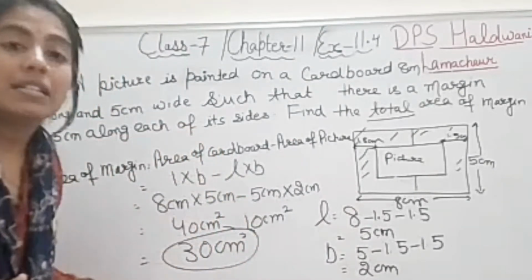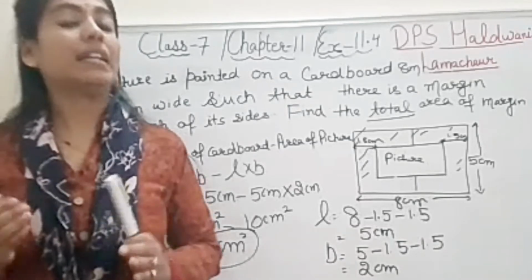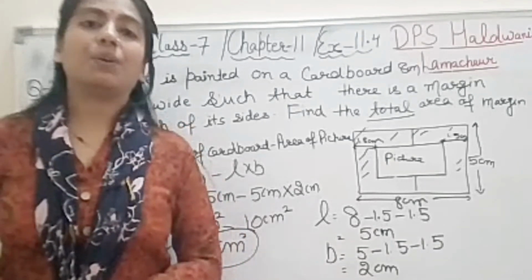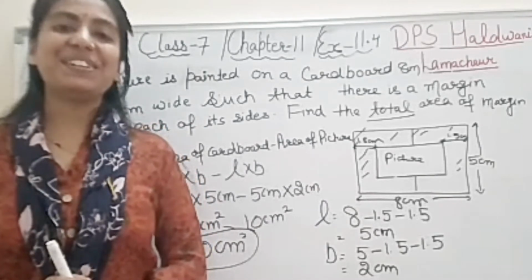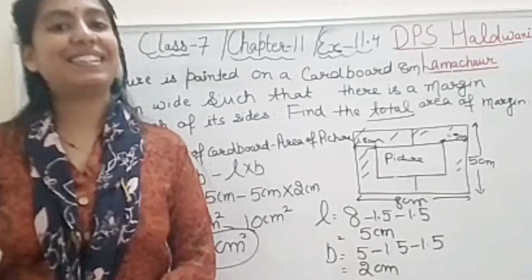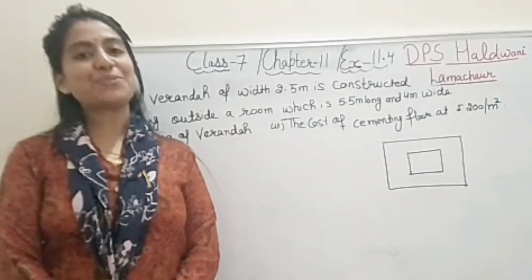Student, the question is just the same, but the wording is different. You need to understand what value you need to take out. That's it. And I hope you understood how to take out the values. So this is all about question number 3. Now coming to our next question, question number 4, student.